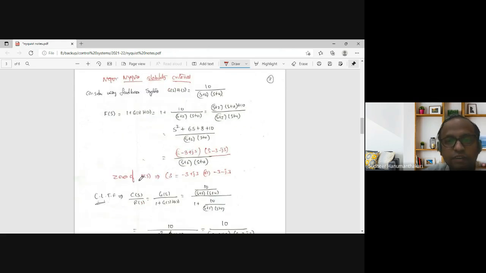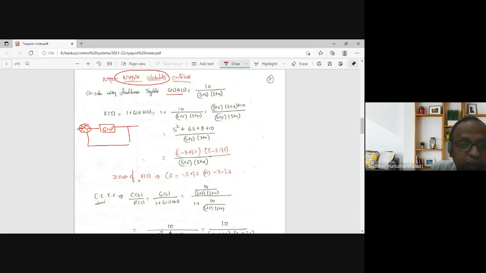So let me take one unity feedback system whose g of s into h of s is given by 10 by s plus 2 into s plus 4. The aim of the Nyquist stability criteria is to estimate the stability of a system when it is becoming a closed loop control system. That means, what is my closed loop control system? This is g of s. Okay, I know only the open loop transfer function. I have to estimate the stability of a closed loop system.